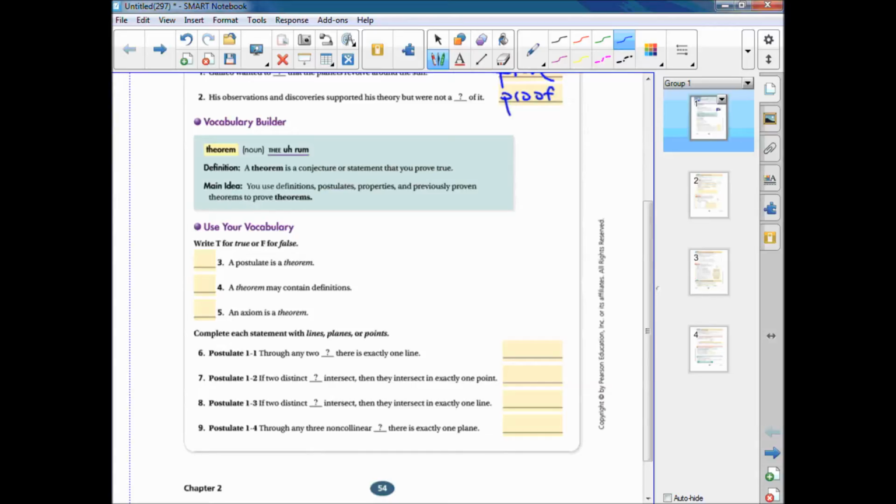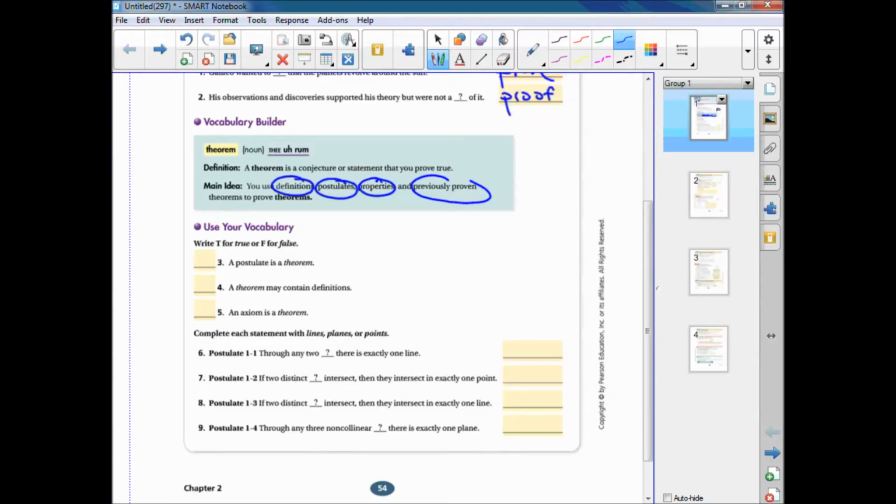You can use definitions, postulates, properties, and previously proven theorems to prove new theorems. So we take all the stuff we already know, including our agreed upon definitions, even though there are undefined terms, postulates which we can't prove, properties that we know already, and previously proven things that we can use.